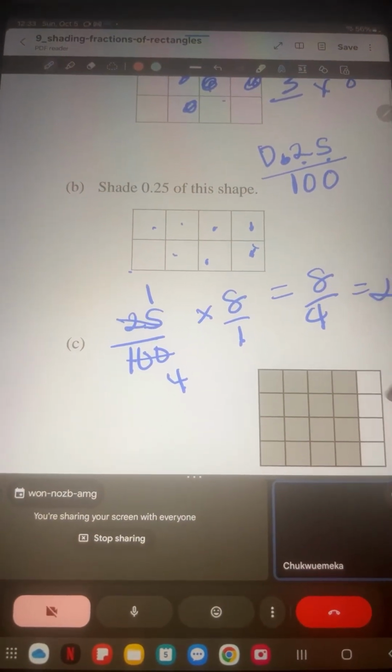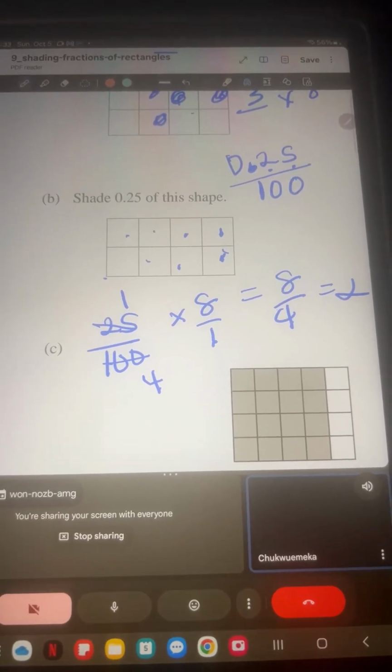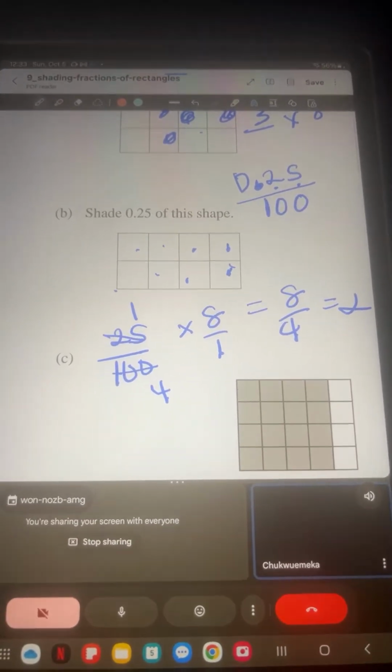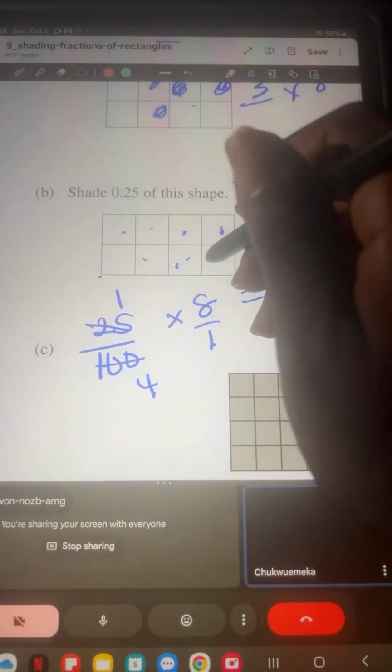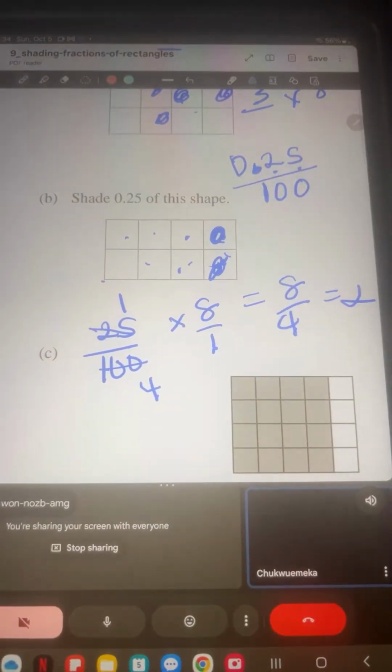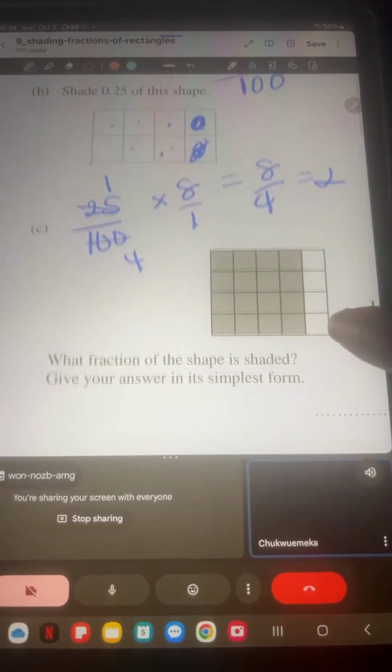And 8 over 4 means what? 2, isn't it? Yes. So 8 over 4 means 2. Therefore, we are just required to shade just 2 parts of it. So you just shade 1 and 2, and that's all. Finish. So you see that this is really not a difficult thing to do, okay?